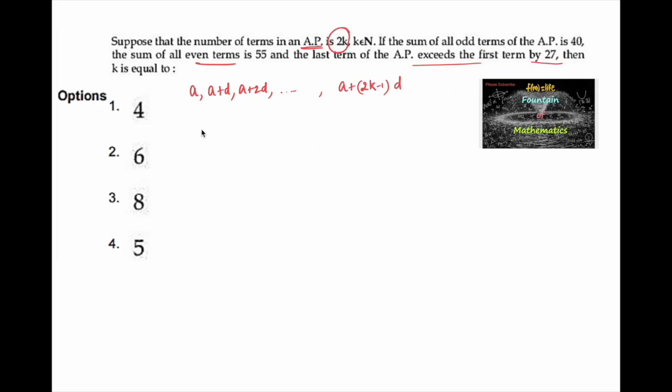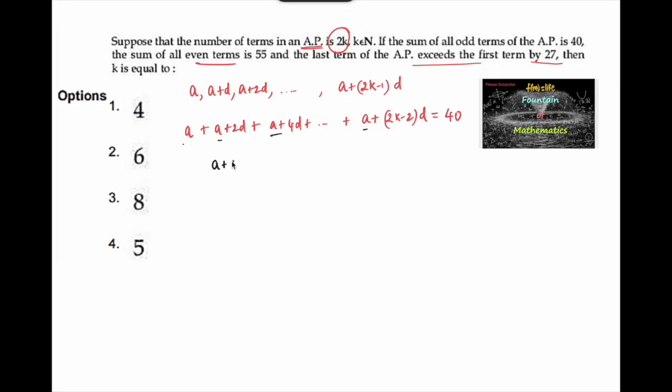And sum of all the odd terms means the first term plus third term, that is a plus 2d, and next term a plus 4d, and so on. We can write up to a plus 2k minus 2 of d. These are the odd terms which is given sum as 40. So we can simplify. So here total k terms are there. So a plus a and so on k times.